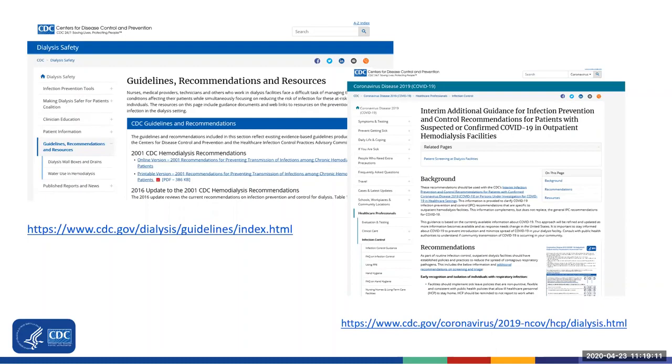This approach will be refined and updated as more information becomes available and as response needs change in the United States. It is important to stay informed about COVID-19 to prevent introduction and minimize the spread of COVID-19 in your dialysis facility. We encourage you to use this toolkit along with other COVID-19 dialysis-specific resources and ongoing activities in your clinic. The guidance and additional resources are available on CDC's webpage.